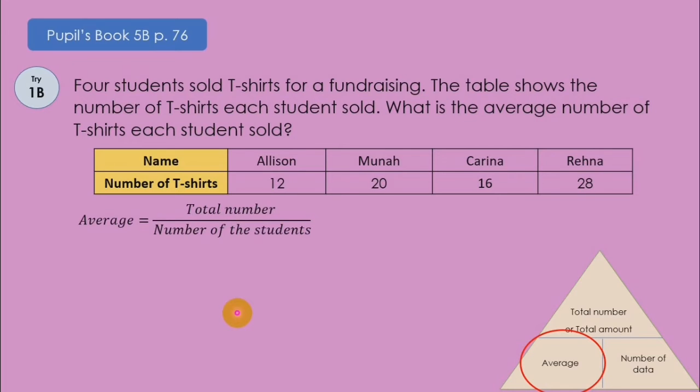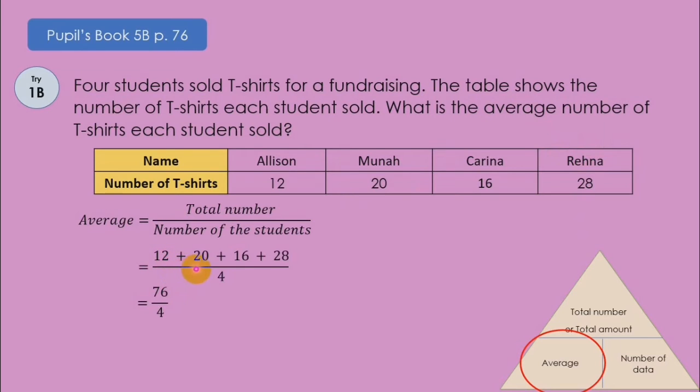How many t-shirts were sold altogether? 12 plus 20 plus 16 plus 28. What is the answer? It is 76. Good job! How many students are there? Elison, Munah, Karina, and Rehna. 1, 2, 3, 4. There are 4 students.